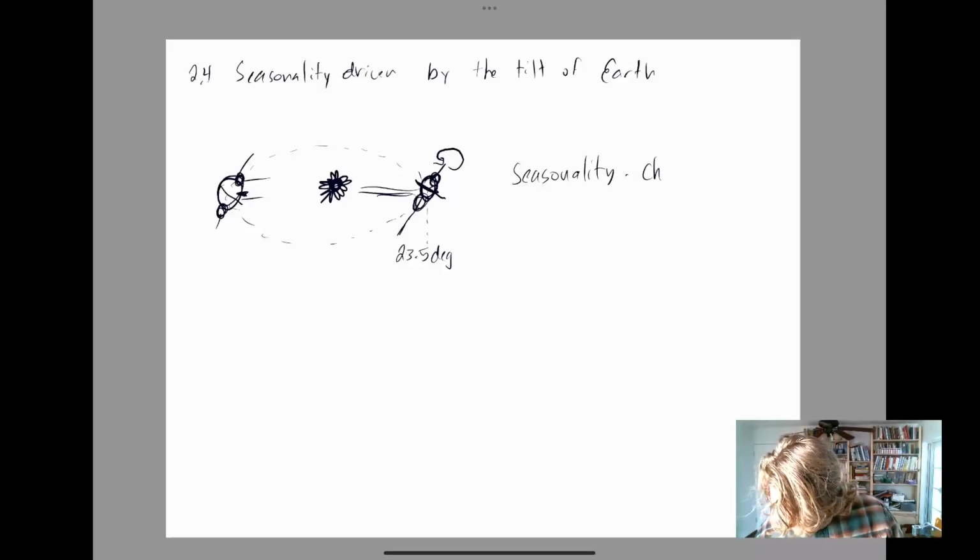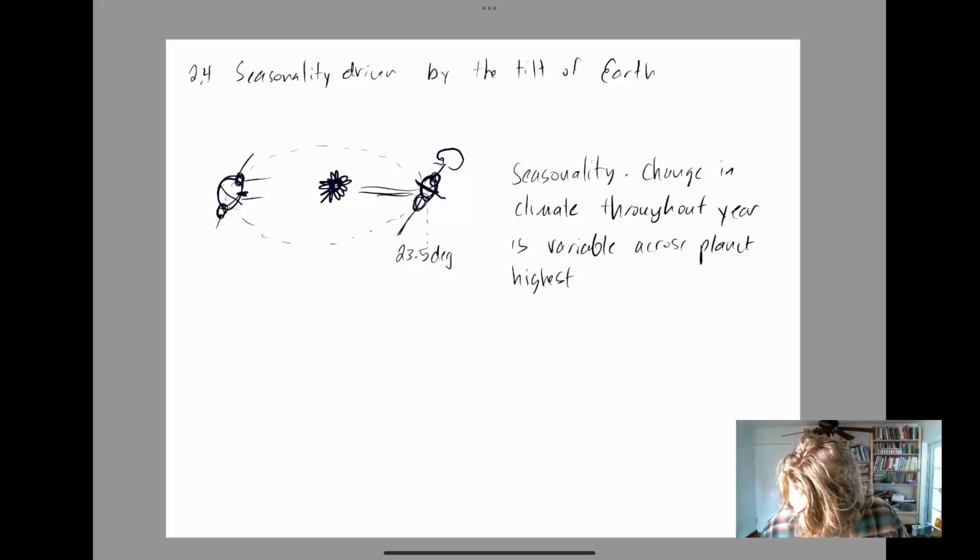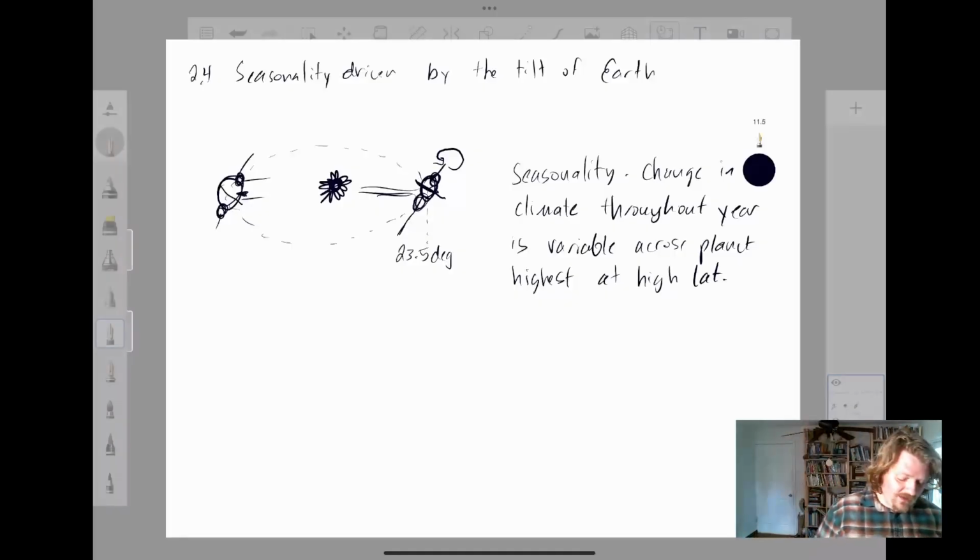i.e. change in climate throughout the year, is variable across the planet and is highest at high latitudes, right? Furthest away from the equator.